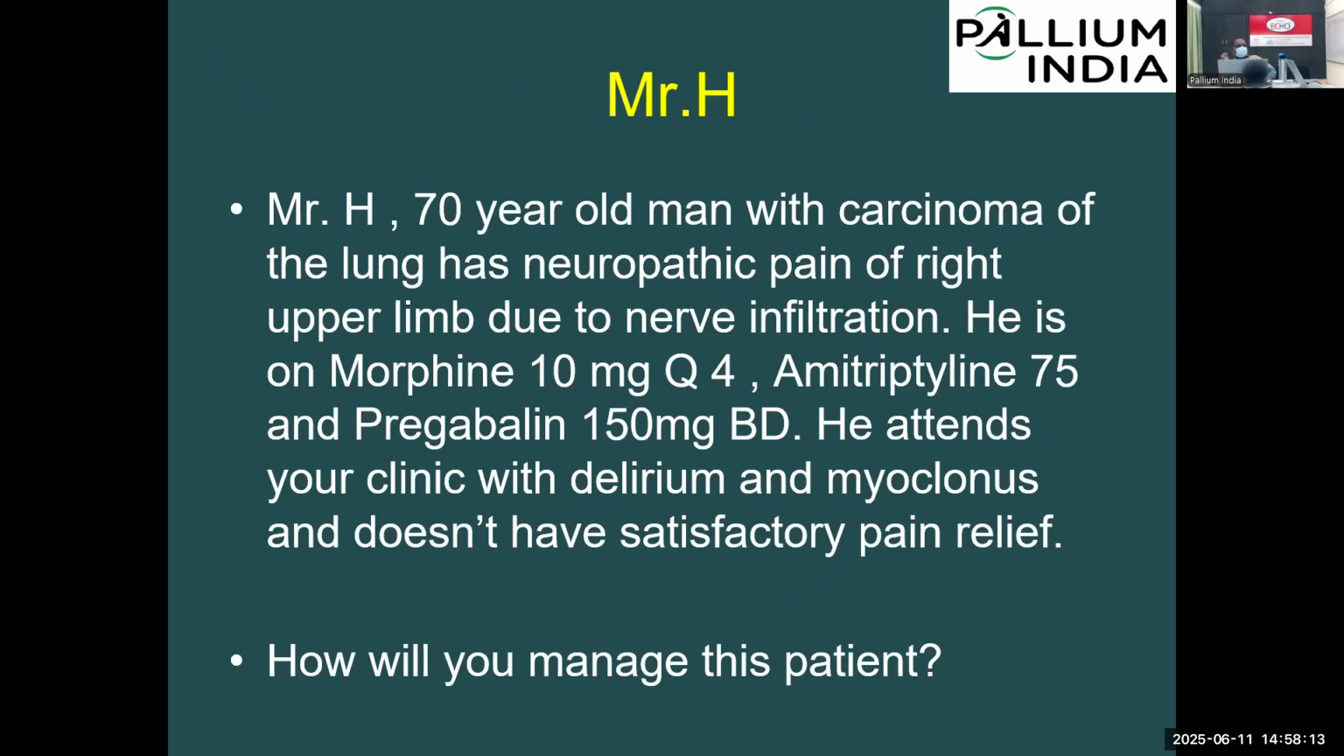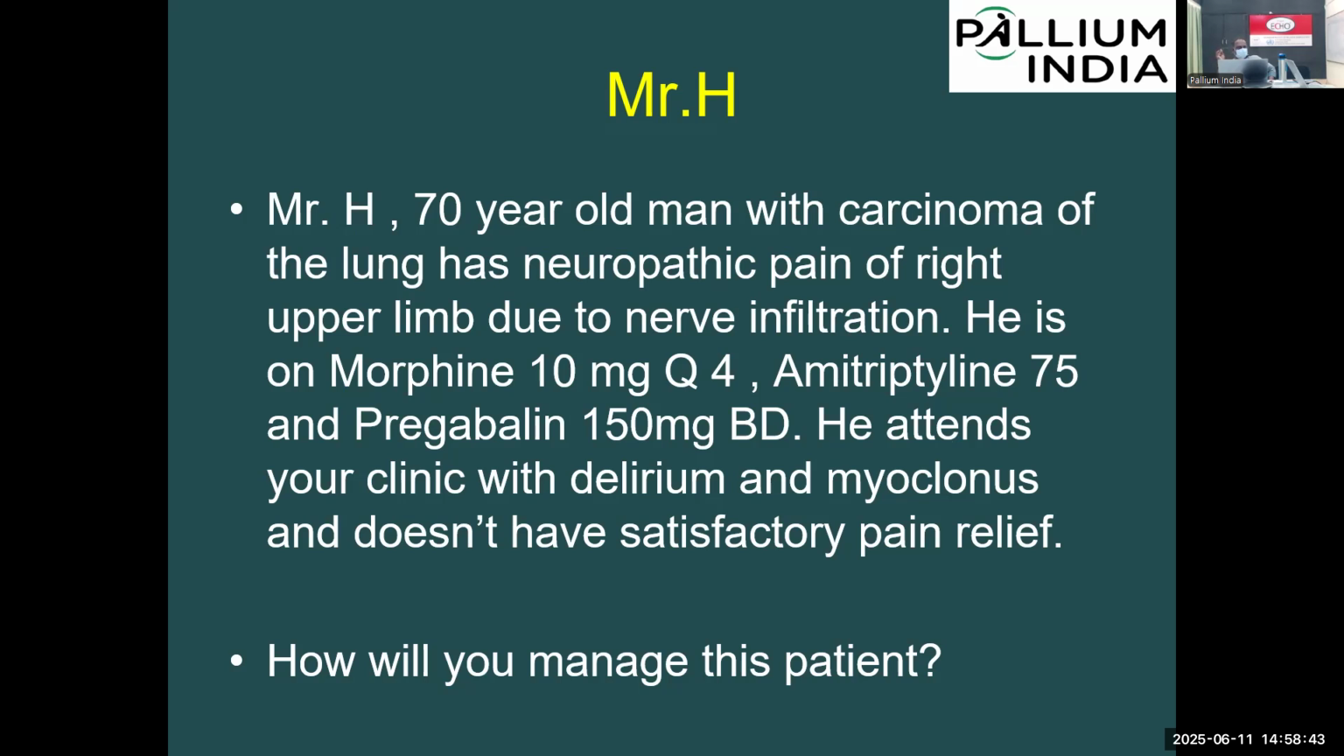Now we have a patient, a 70-year-old man who has carcinoma of the lung and is complaining of neuropathic pain in the right upper limb due to nerve infiltration. He is on morphine 10 mg every 4 hourly, amitriptyline 75 mg, pregabalin 150 mg BD. And this patient attends your clinic with delirium, myoclonus, and doesn't have satisfactory pain relief.